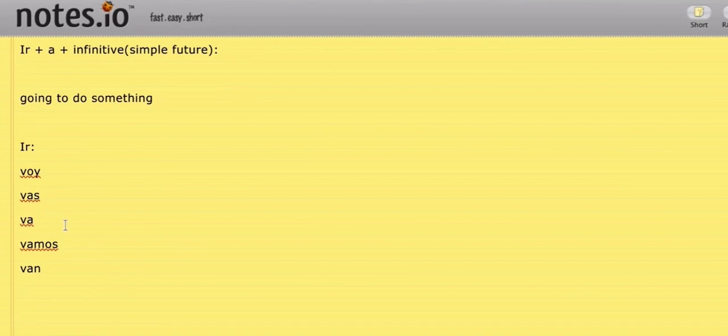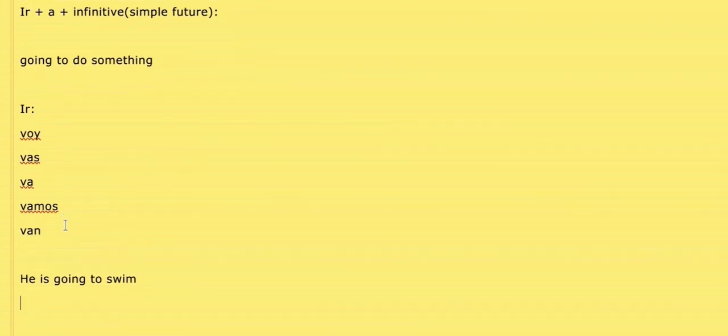We'll say he is going to swim. He is going to swim. So first what we're going to start with is él. Next, we have to use the verb ir, but conjugated into the he form. So él va a. And then finally, we have to say to swim. To swim in Spanish, if you remember, is nadar. And that's how you say he's going to swim.